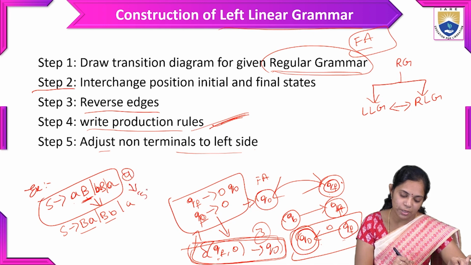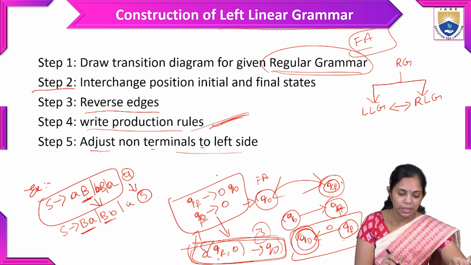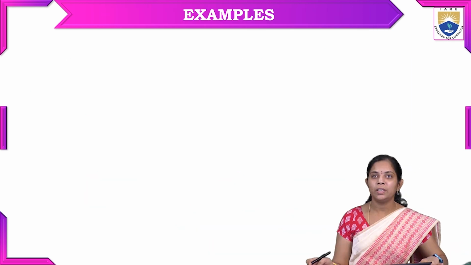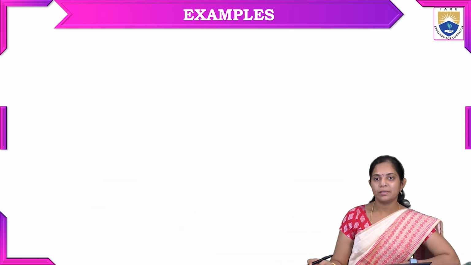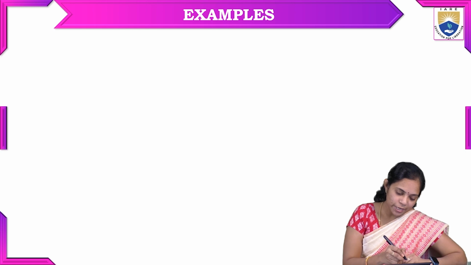So the fifth step is to adjust the non-terminal to the left side. So non-terminals we are adjusting to the left side. So this is the procedure to convert a regular grammar into a left linear grammar. And here we will discuss this more with an example of how to convert a given regular grammar into a left linear grammar. So what is the example?